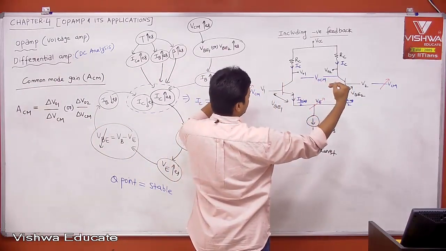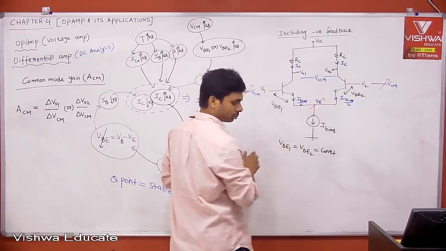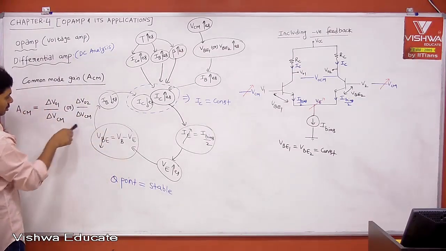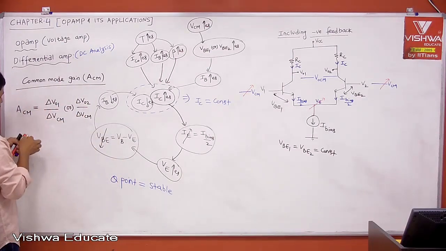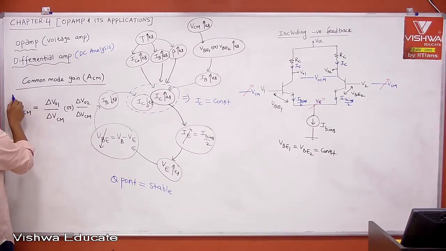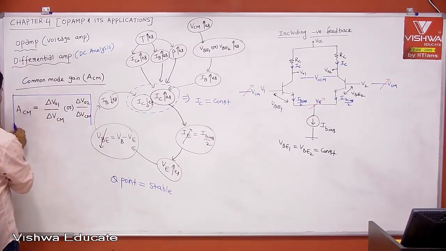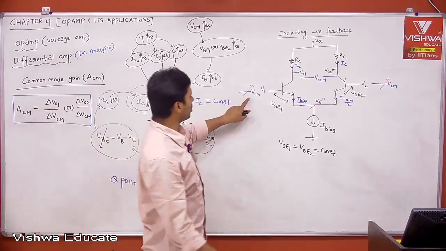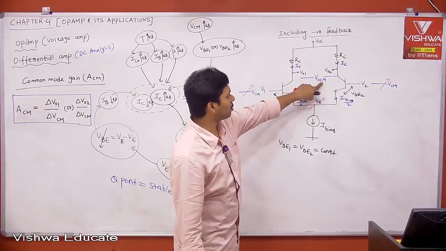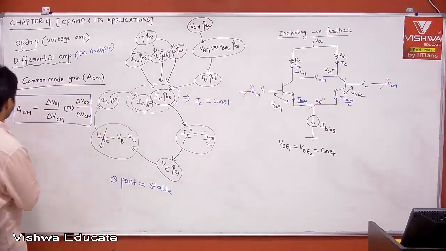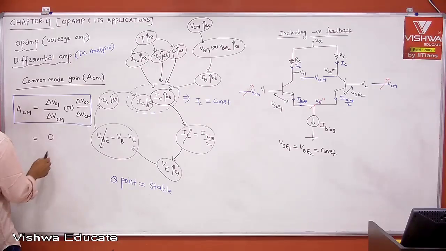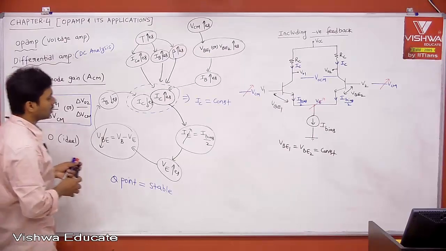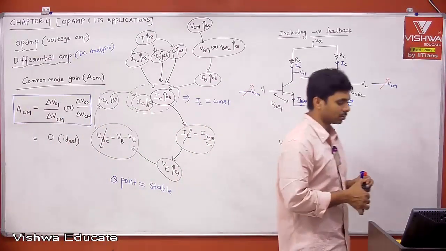Therefore, what is the change? This is nothing but either delta V1 or delta V2. This is your common mode gain. Tell me, in this example, even though your input common mode voltage is changing, what is the change in the output common mode voltage? There is no change. Therefore, this is 0. Your common mode gain is 0, ideally, and that is true because of the ideal current source.